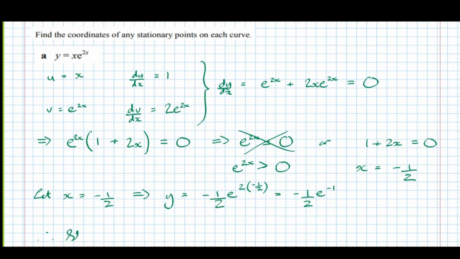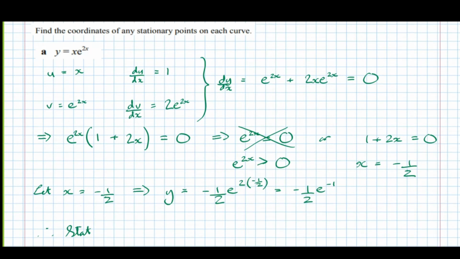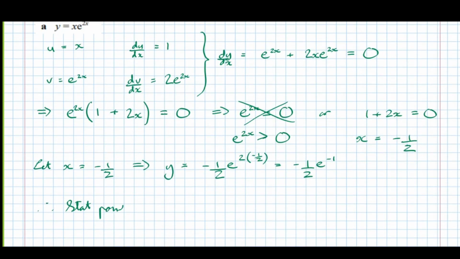So let's conclude. Therefore, stationary point at minus 1/2 and minus 1/2 e to the minus 1, giving exact coordinates. So let's do another, and this one's going to be a little bit more complicated.